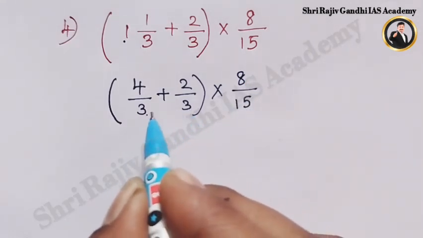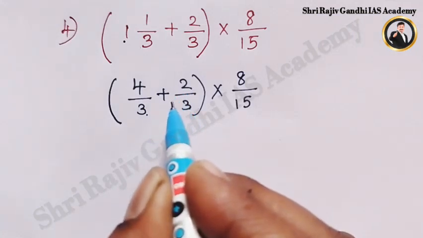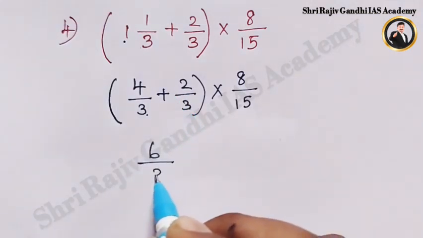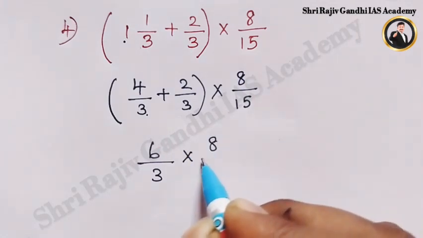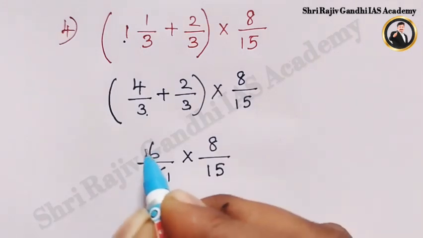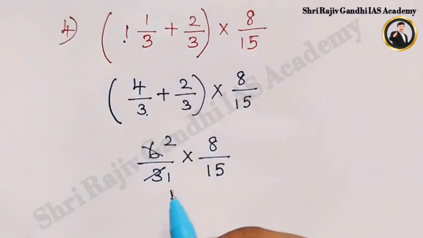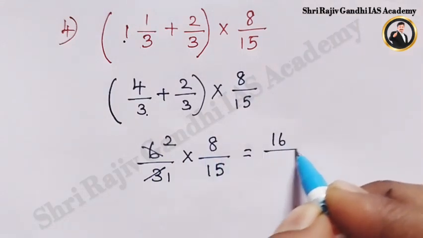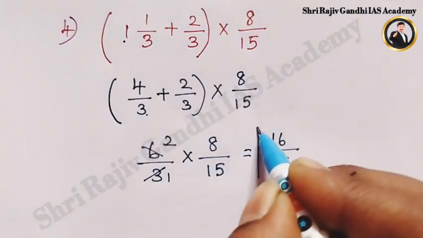So here the denominators are the same. So we just have to add the numerators. 4 plus 2 is 6. 6 divided by 3 into 8 divided by 15. Is there any cancellation here? No cancellation. Here 3 ones are 3, 3 twos are 6. Then 2 8s are 16 divided by 15. So this is the correct answer here also.